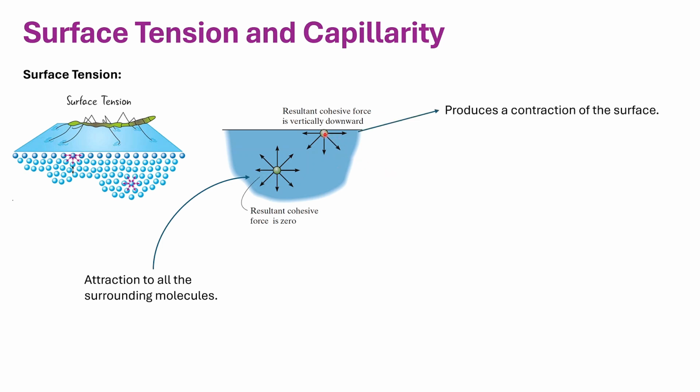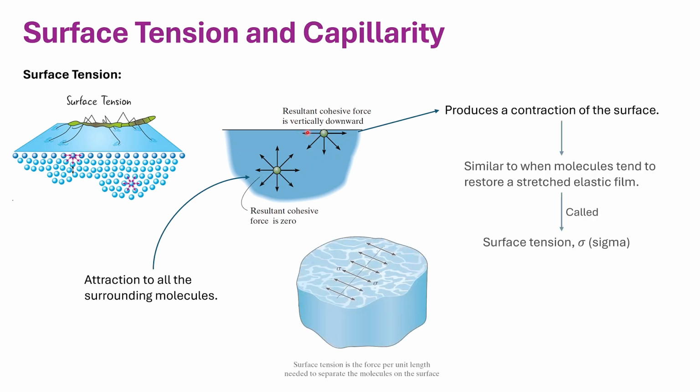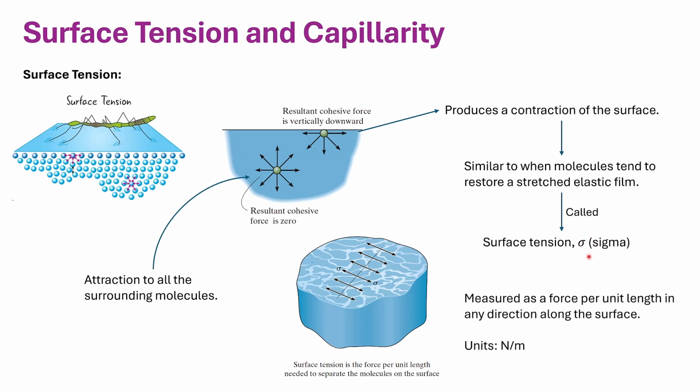Since there are molecules on the surface that are attracted to one another, it produces a contraction of the surface. That is similar to when molecules tend to restore a stretched elastic film, and that is called surface tension. It is shown with the letter sigma, and it is measured as a force per unit length in any direction along the surface. Sample units for surface tension, or sigma, are newtons per meter.